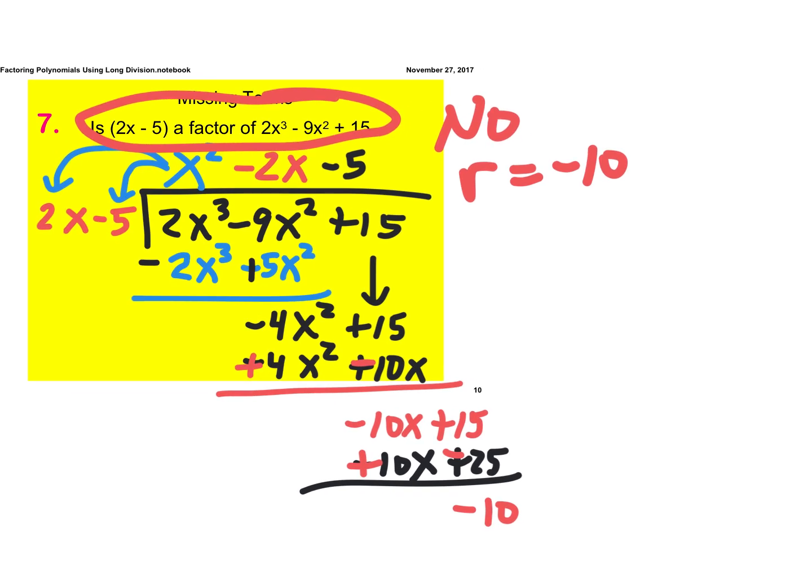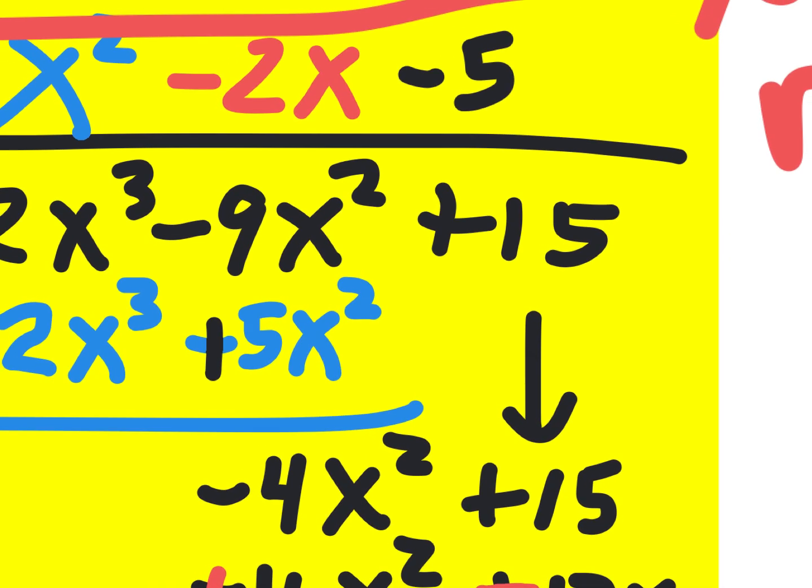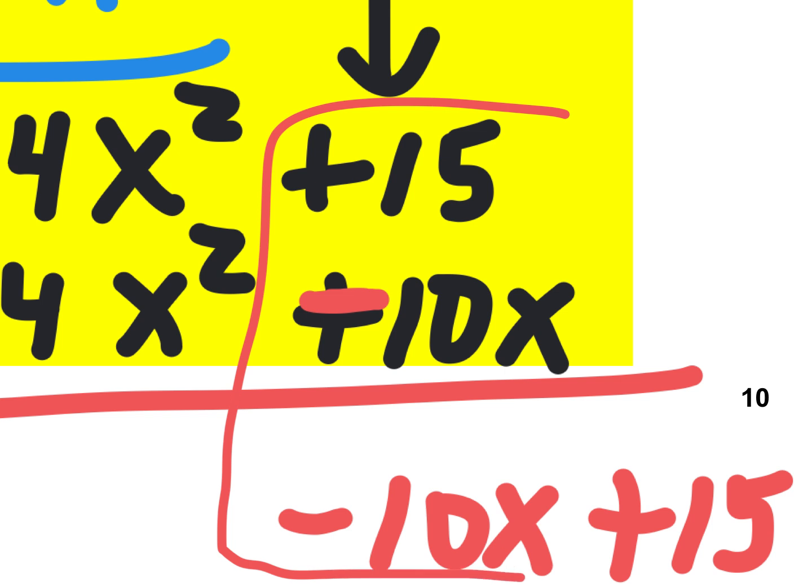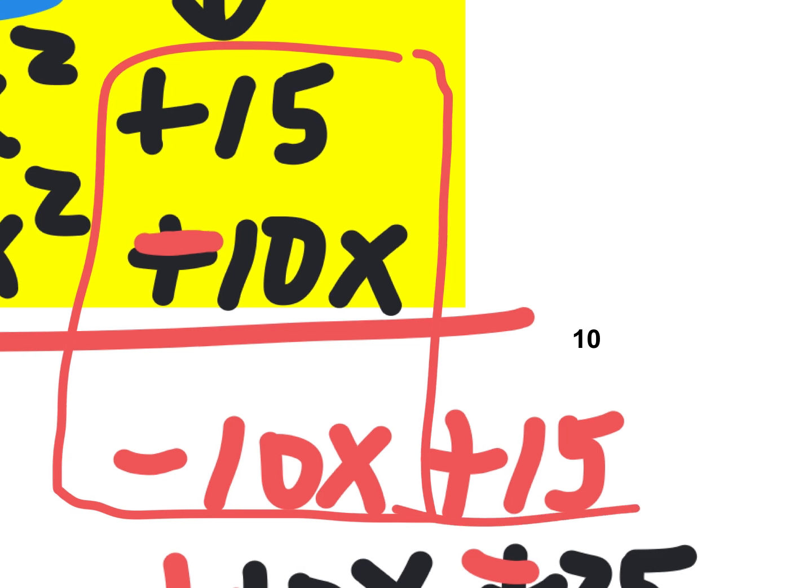Okay. That was one where there was a missing term. Now, some teachers teach that you have to go and say there's x to the third, there's x to the second, that you have to write in a plus 0x to the first. I don't teach it that you have to do that. You could, to hold the place, you could put a 0 there, but that's not required. As long as you can handle it when something weird like this happens, and you just have to go negative 10x plus 15. All right, and that's it.